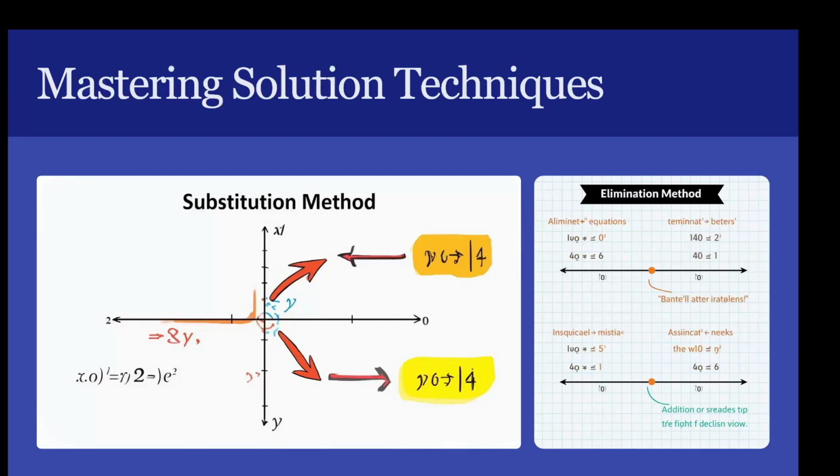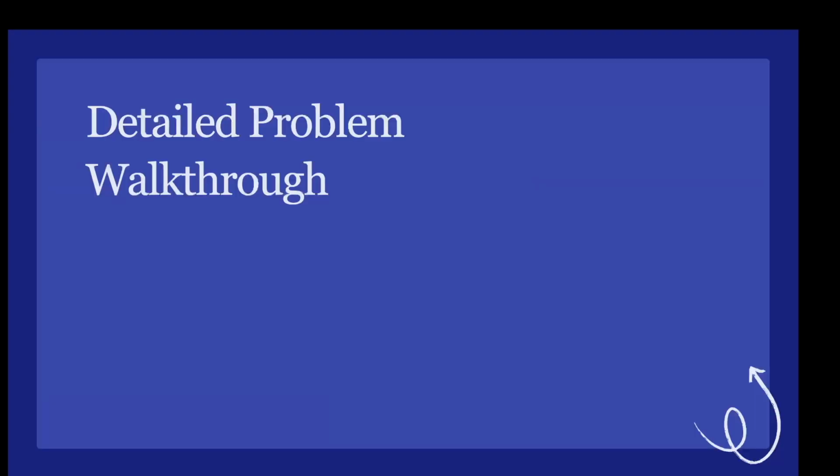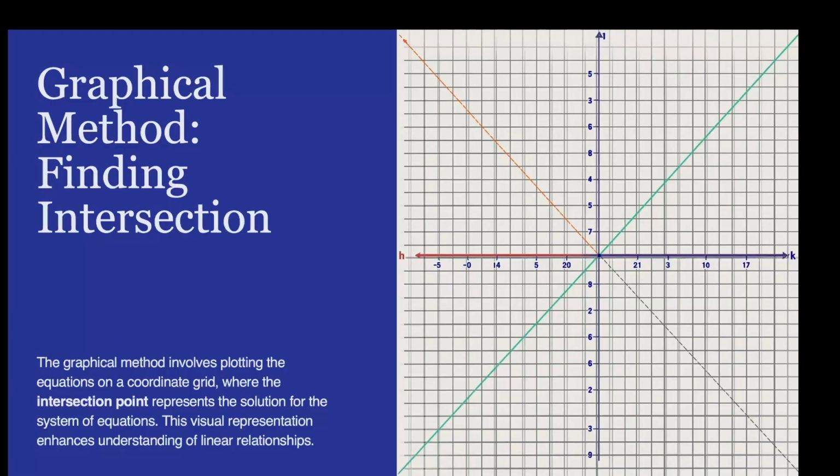Here's the substitution method, where we substitute this x. We'll be talking about some detailed problems later. And here is the graphing method for finding intersections. When using graphical methods, we first plot each linear equation on the same coordinate grid. Each equation forms a straight line. The point where these two lines intersect is the solution to the system of equations.